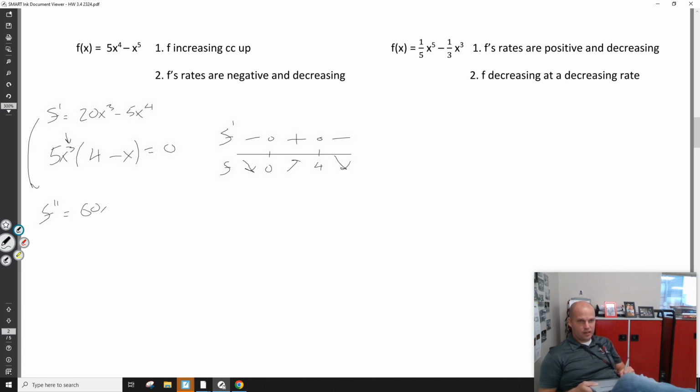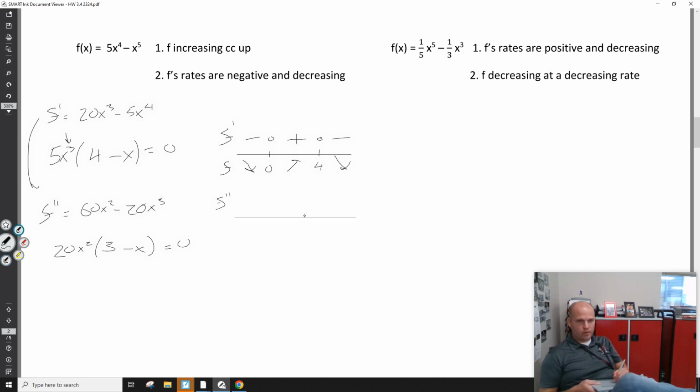I get 60x squared minus 20x cubed. I factor out a 20x squared. I get 3 minus x. I could spend some time graphing these in Desmos and seeing our beautiful work. But we're not asked to sketch everything, but we have all of our capabilities to sketch everything.